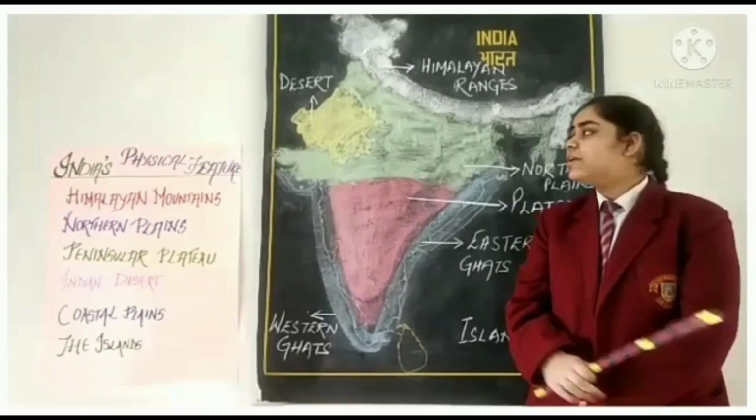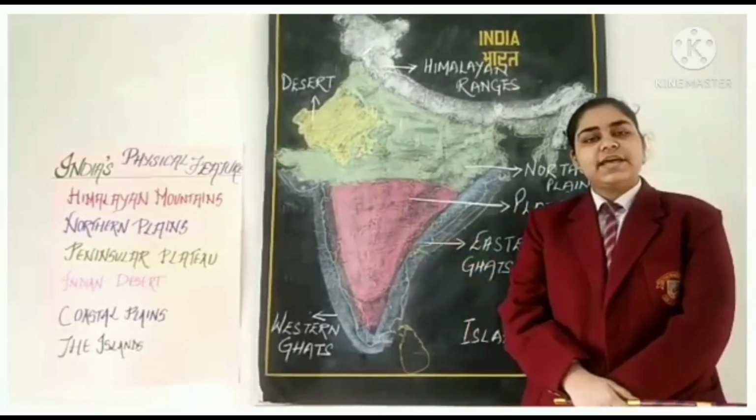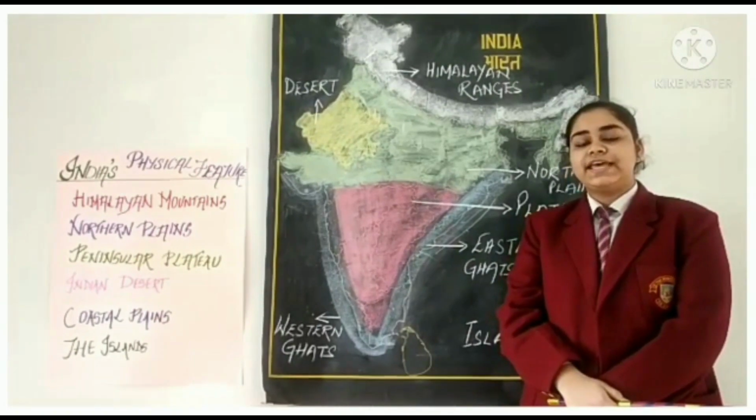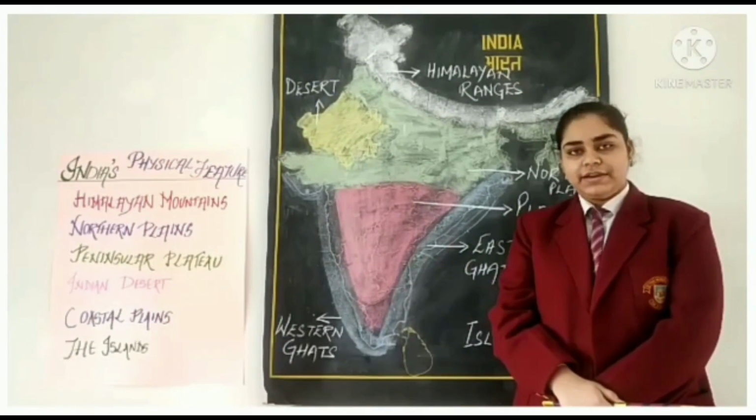The next division is the desert. These deserts lie on the west part of the Aravalli Hills. They receive rainfall of less than 50 mm per annum.